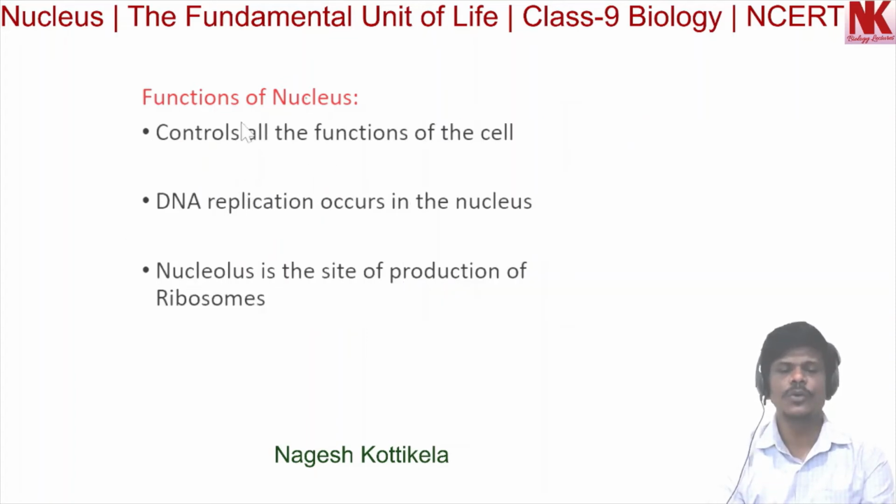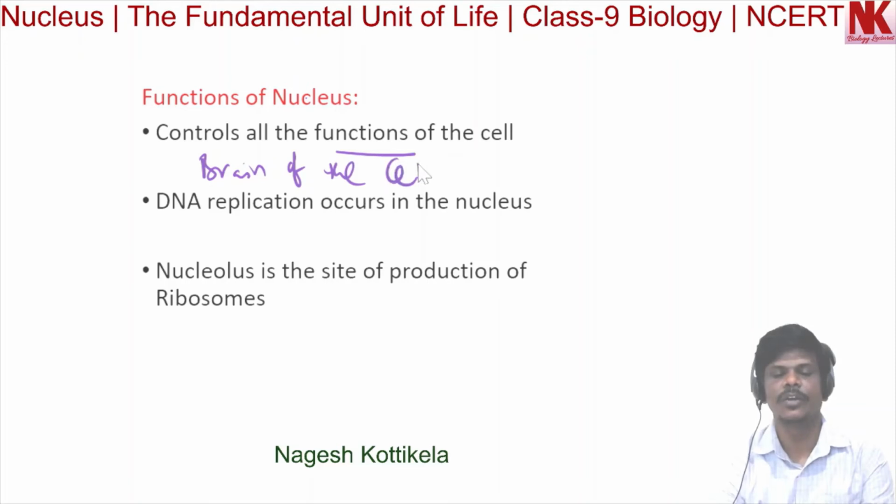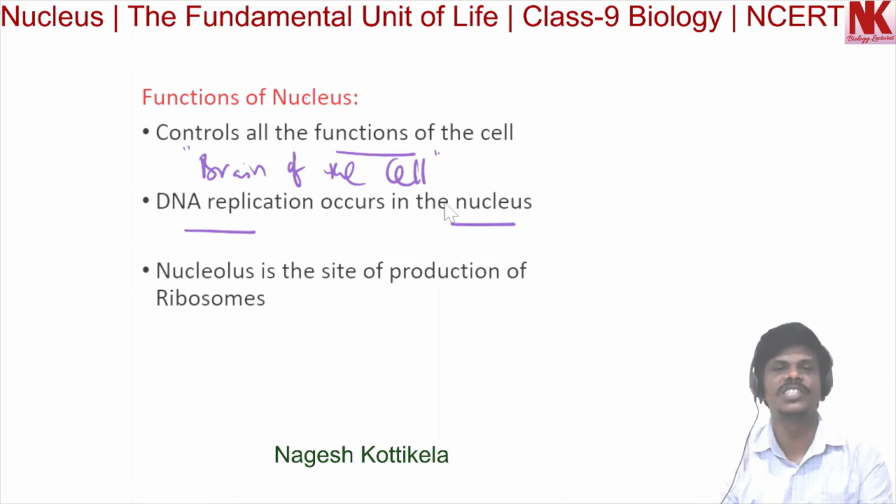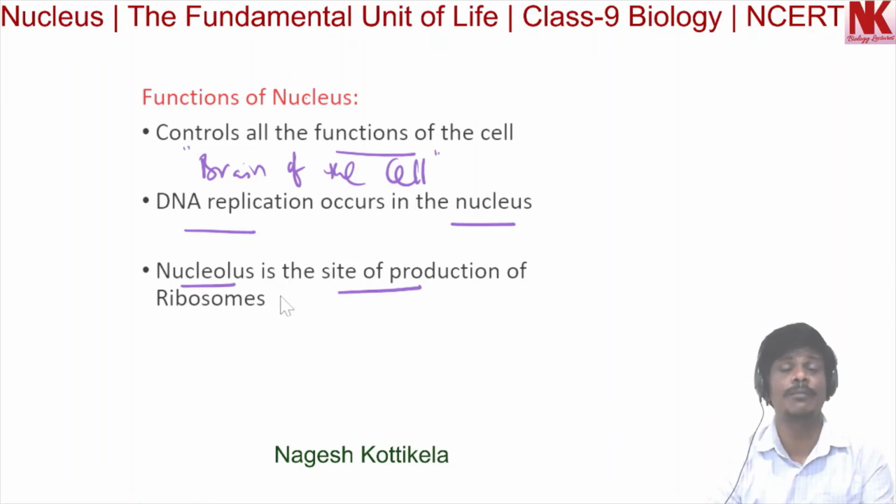Now, the nucleus controls the functions of the cell. It is also called the brain of the cell because it is controlling many functions of the cell. DNA replication occurs in nucleus, and after that the newly formed DNA is transferred into the daughter cells. Nucleolus, the site of production of ribosomes, is present in nucleus. So ribosome synthesis occurs inside the nucleus. So these are the functions of nucleus.